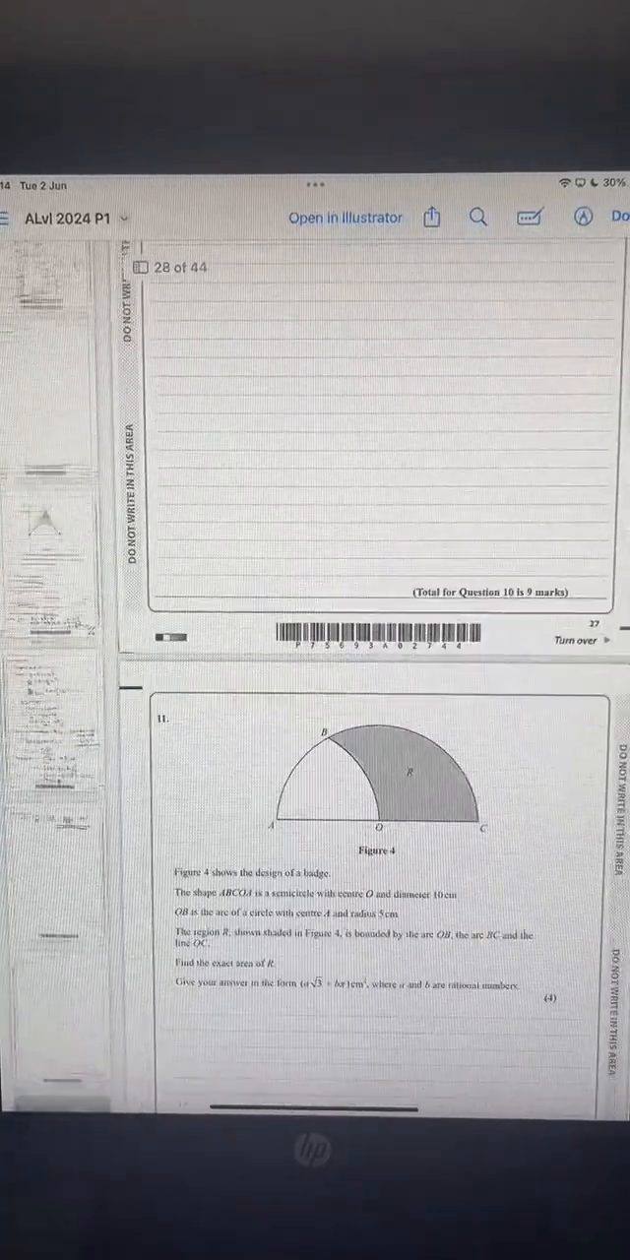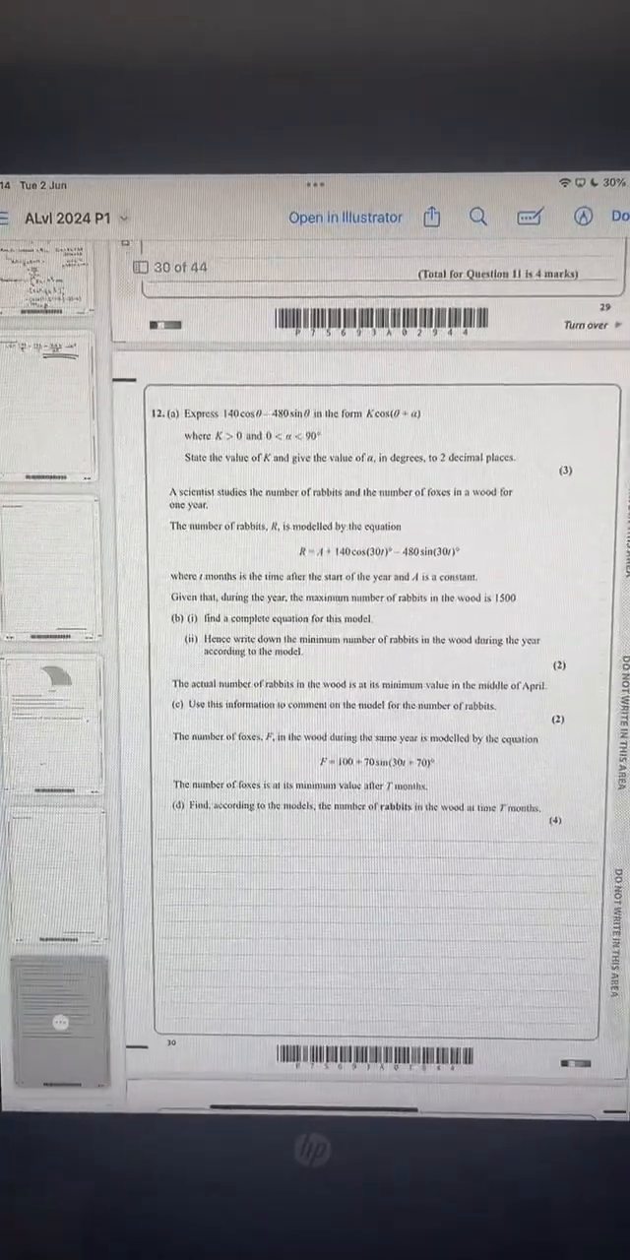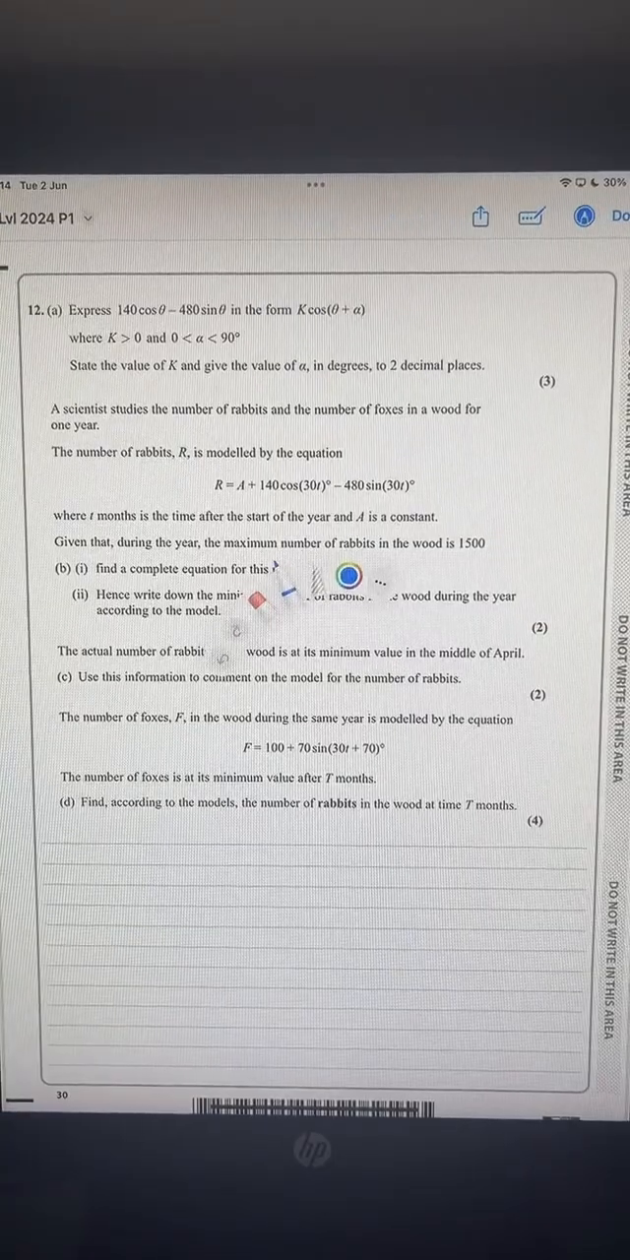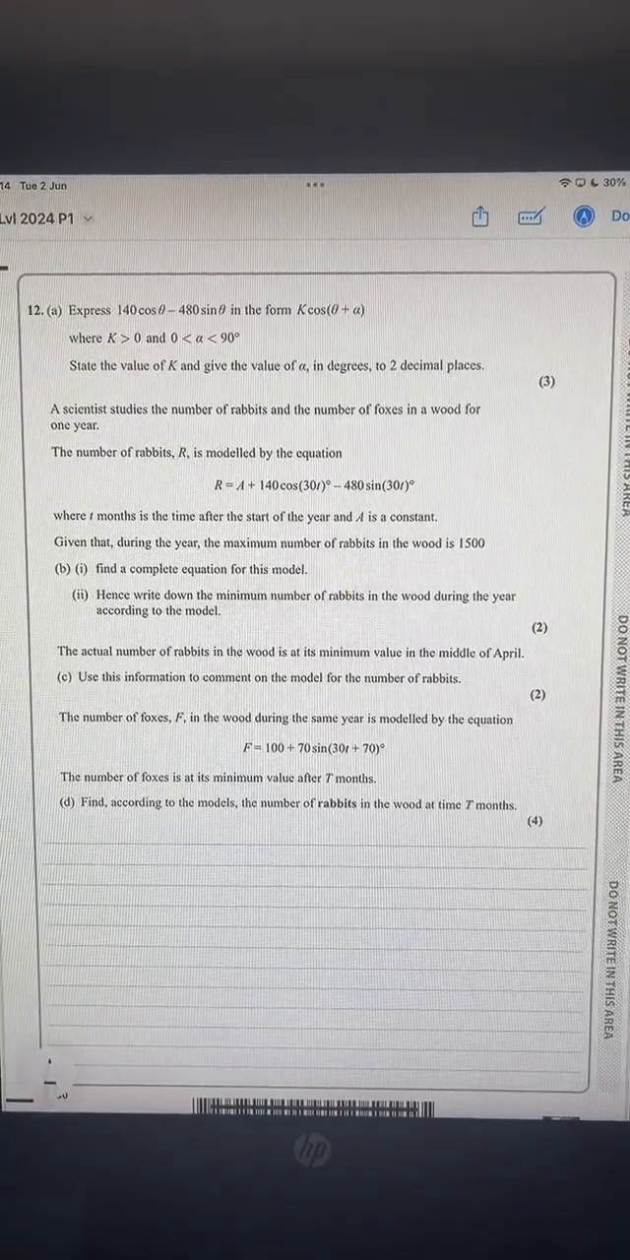Okay, cool, very nice. Moving on to question 12. Question 12 is a very long question, but it's not bad. It's just long. I'm just going to keep this on the screen for a second while I have a drink so you can have a read through it.